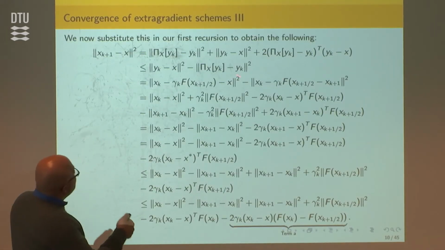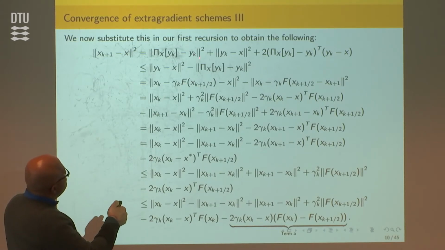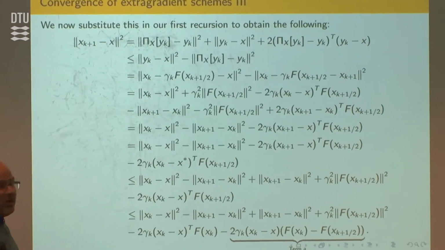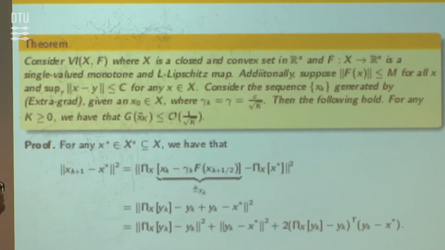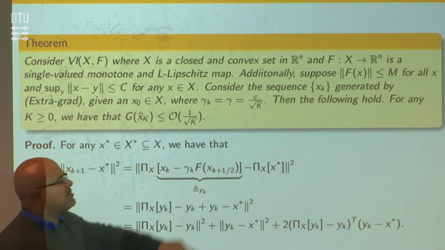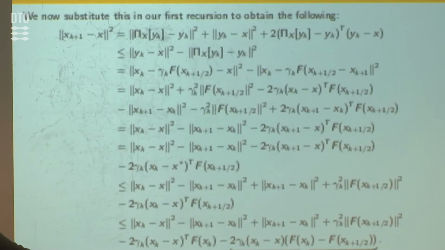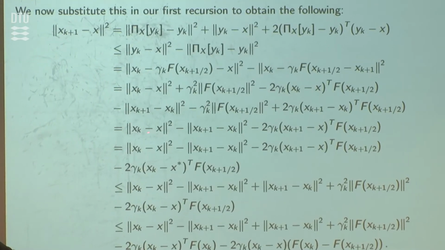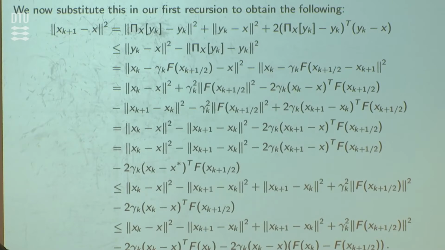So then I have this plus this. I bound that, I get a negative here. Then I just open these up. I expand them by substituting yk. What is yk? Yk I defined here: xk minus gamma k times f of xk plus half. I expand it in both cases and I write out the expansion. Two terms cancel and I'm left with this. Okay. Now we're not too far away. Okay, so we have this.